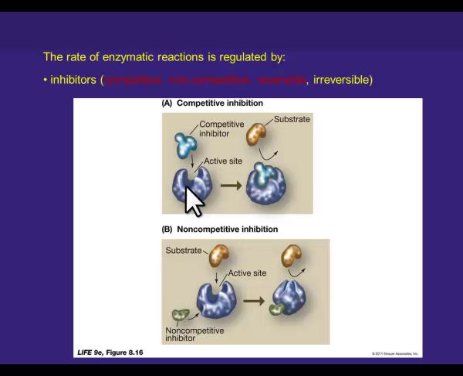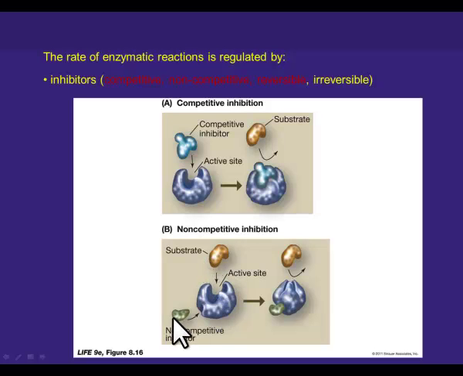So competitive inhibition occurs when there's another compound that can bind to the active site of an enzyme, and in so doing blocks the ability of the substrate to bind to the enzyme. Competitive inhibition can actually be overcome by high substrate concentration. Non-competitive inhibition works through a different mechanism.